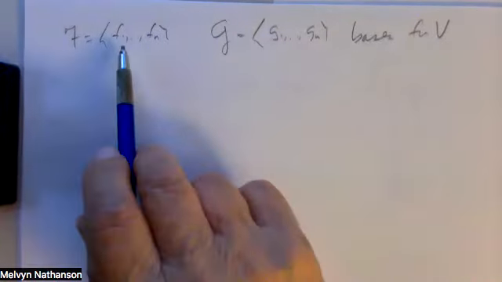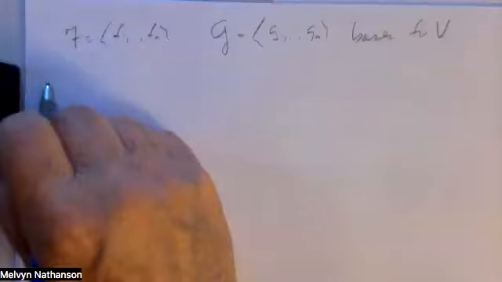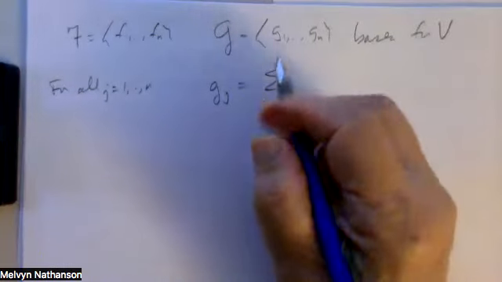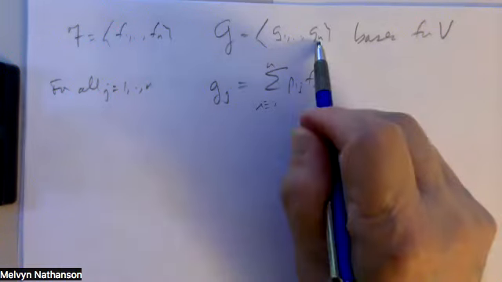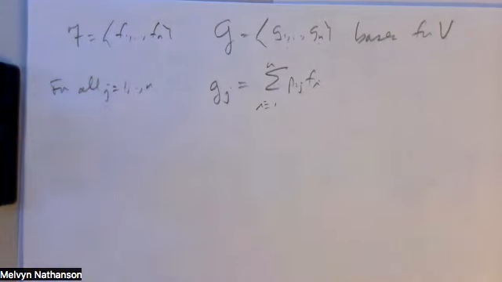So every vector is a linear combination of the vectors in F and also a linear combination of the vectors in G. So for all j from 1 up to n, the vector g sub j is some linear combination, i goes from 1 up to n, p sub ij, f sub i. Every vector in G can be written uniquely as a linear combination of the vectors in F. And let's just try to continue and do a calculation.